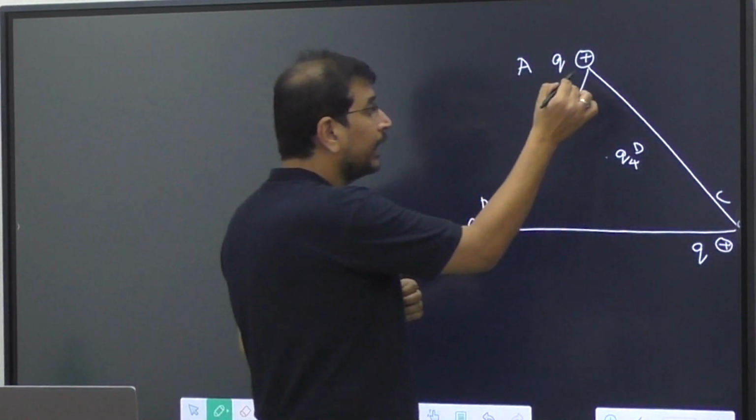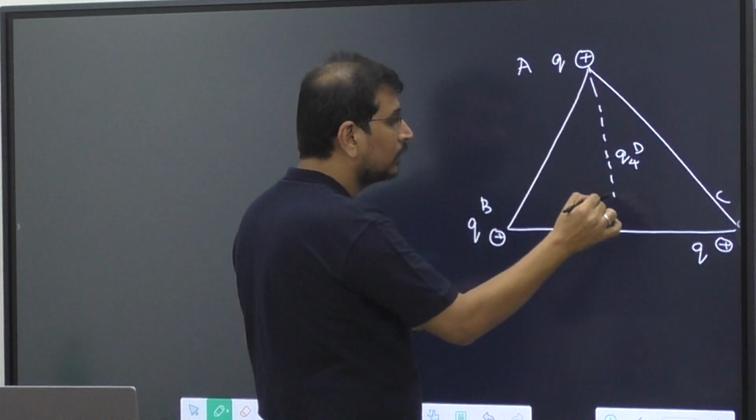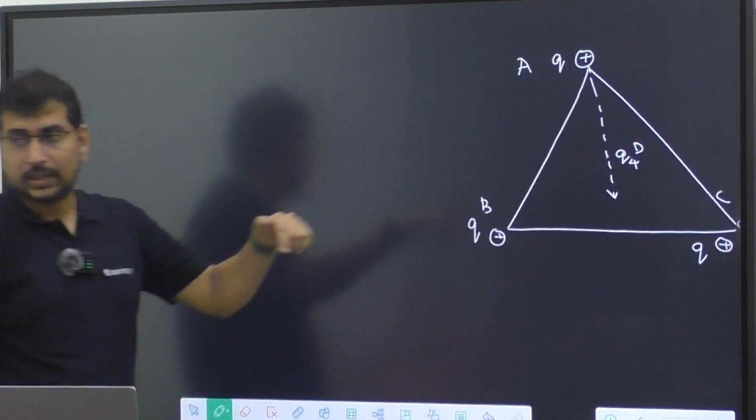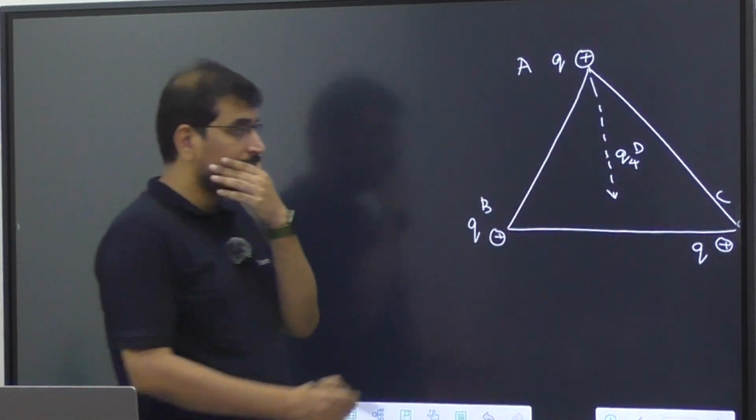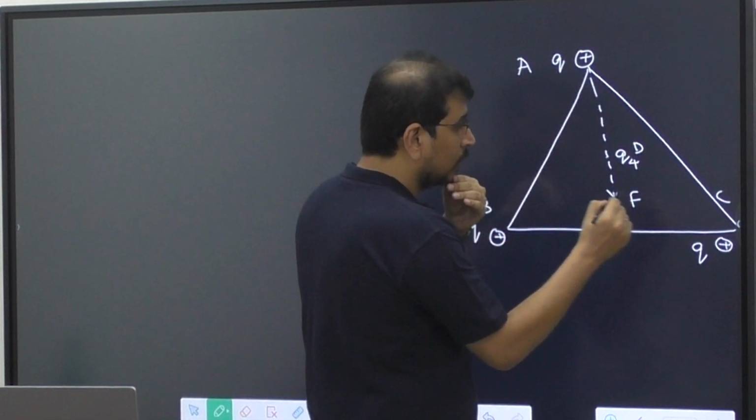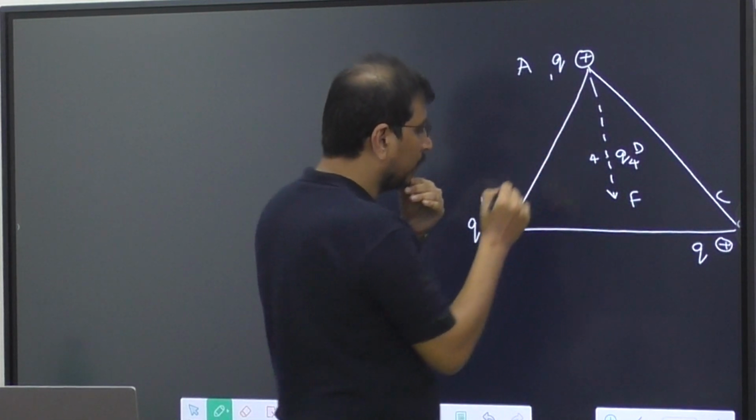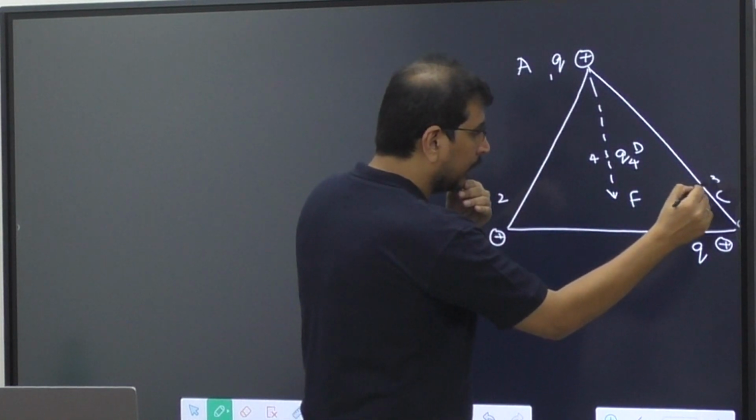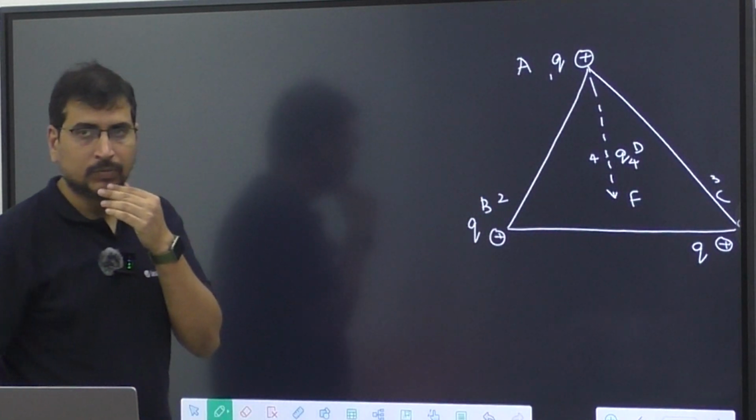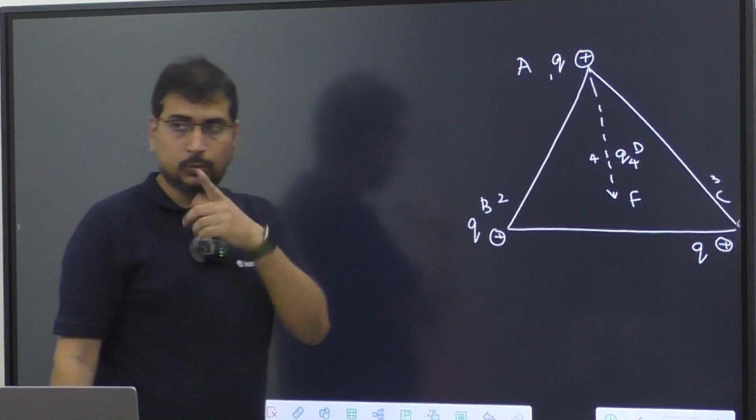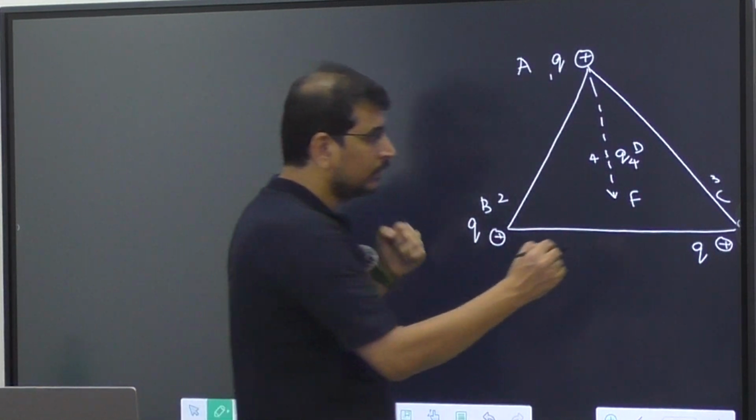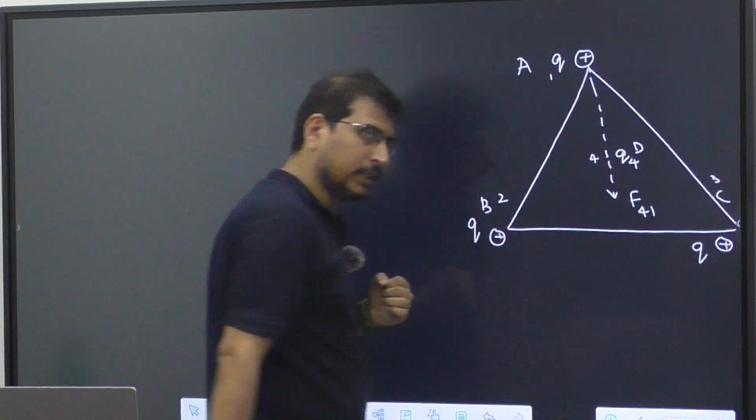It will act along the line joining the charges and it will be in the downward direction. What's the name of it? So this is the fourth charge, and 1, 2, and 3. So give a name to it. It's F4, 1, correct.